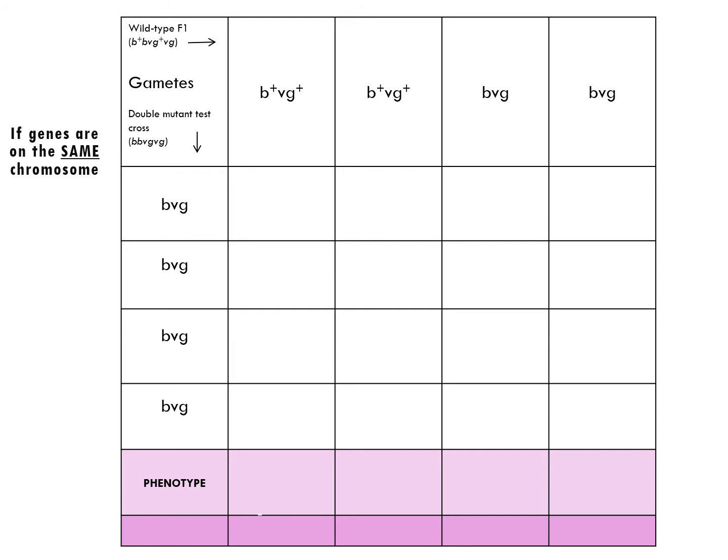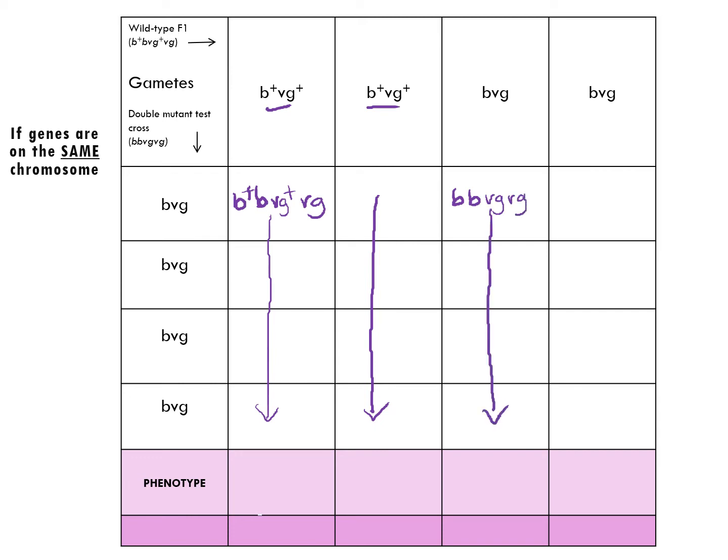So we put that into a Punnett square again, and I really only have to fill in 2 boxes on this one, thank goodness. So we're going to have B plus B, VG plus VG, okay? And that would be the same all the way down. It would also be the same on this column, since these 2 gametes are the same. Then we have BB, VG, VG, all the way down, and same thing here, because these 2 are the same.